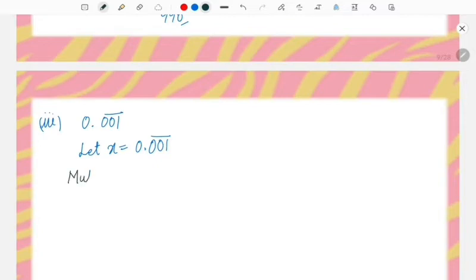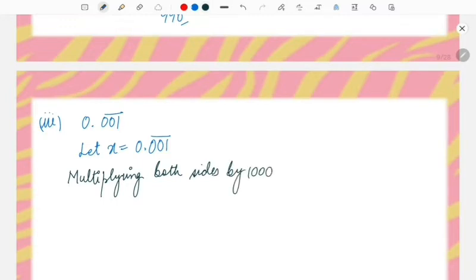Because we have 3 digits after the decimal point, we are going to multiply it by what? 1000. So multiplying both sides by 1000. किससे मल्टीप्लाई करेंगे हम? By 1000. So it will become 1000x equal to 001.001 dots. Right. अब आप 001 स्टार्टिंग में लिखो या नहीं लिखो, one and the same thing, right. इसको अब हम कैसे लिख सकते हैं?